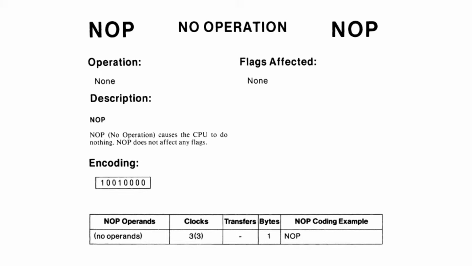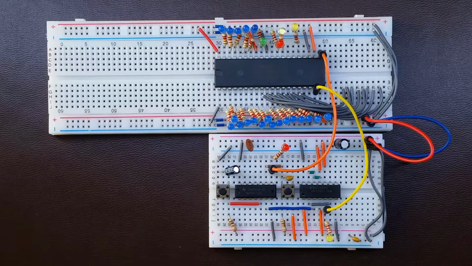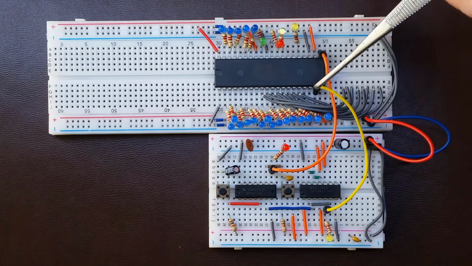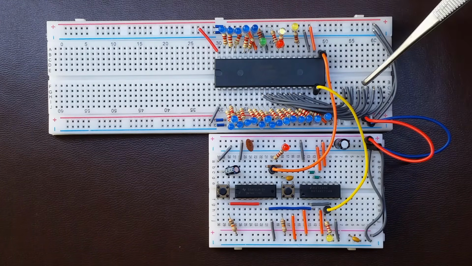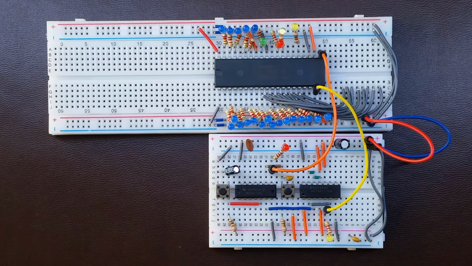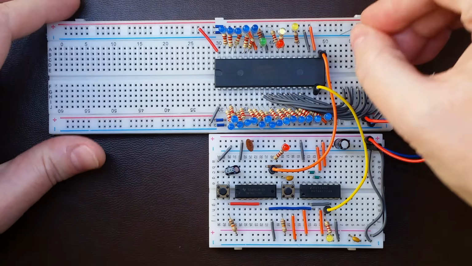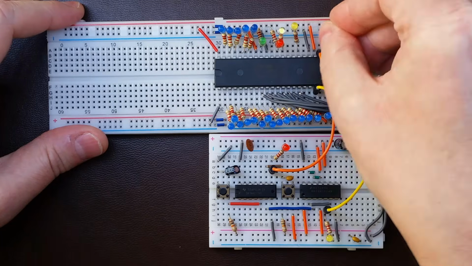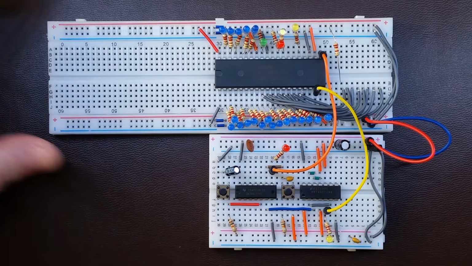Let's get to work. Just to be able to easily hook up those resistors, I first extended those AD0 to AD7 lines to the right hand side. Remember, NOP, no operation, is 90 hexadecimal, which is 1001 and then 4 zeros in binary, so the most significant bit is 1. Therefore, our first resistor goes to the VCC.